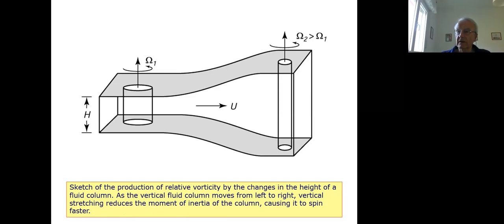So the water column was spinning faster here than there. By moving the water column from here to there, you create the potential vorticity, the relative vorticity of the water column, and it spins faster, or vice versa. Obviously, if you move the water column from this depth to there, the water column will be rotating slower, and will be losing the relative vorticity.